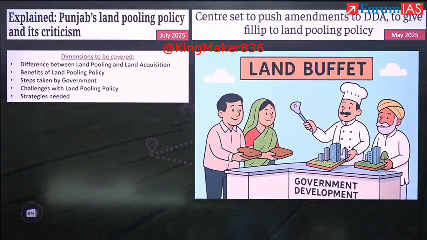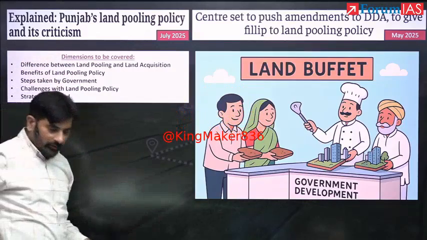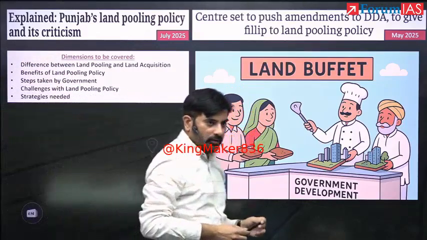You can see here, land pooling policy was in news in the context of Punjab. I told you before that the farmers in Punjab were protesting against the land pooling policy. Anyone knows what is this land pooling? How does it work?